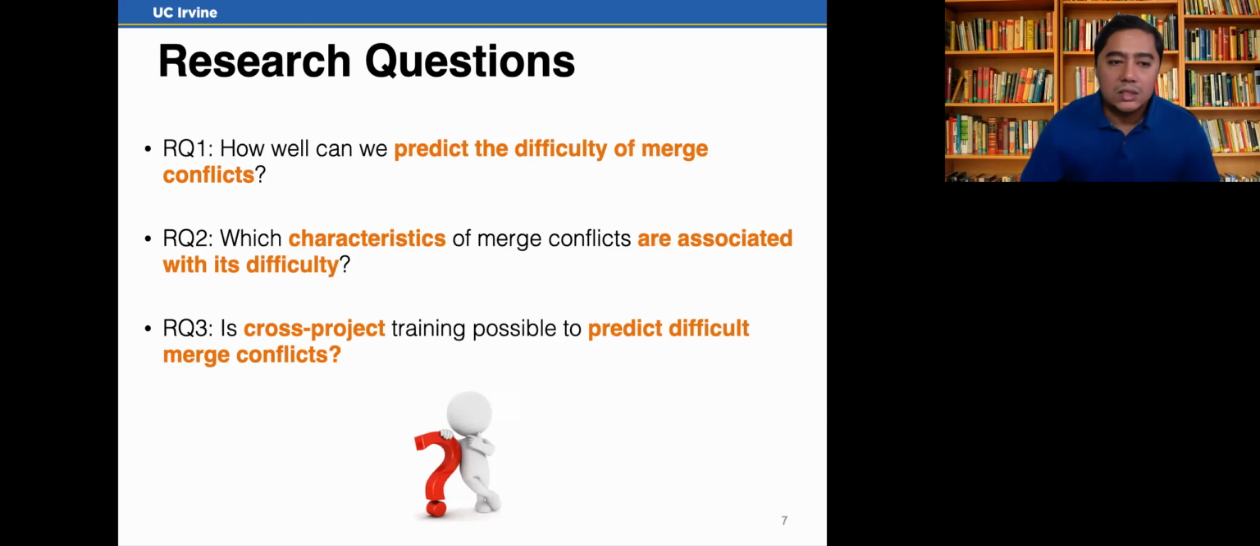To be specific, in this paper, we address 3 research questions. How well can we predict the difficulty of merge conflicts? Which characteristics of merge conflicts are associated with its difficulty? And is cross-project training possible to predict difficult merge conflicts?